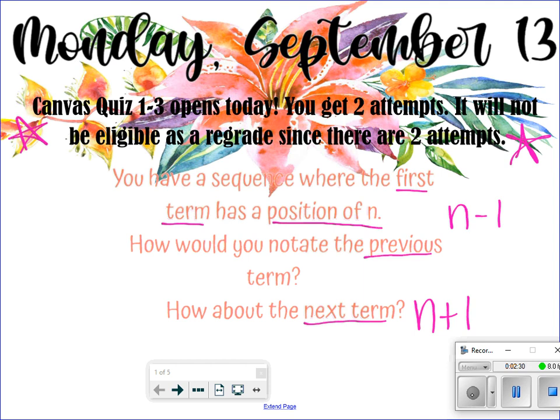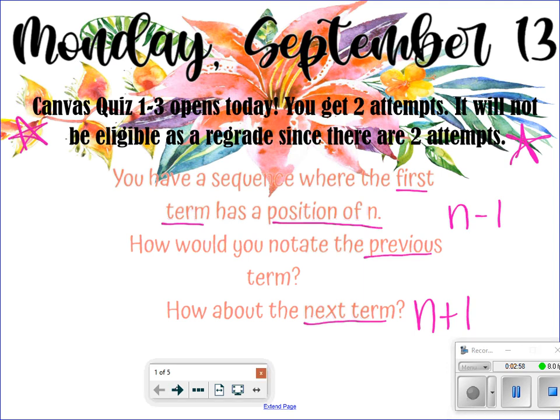We're going to go through something called the recursive and explicit rules today. They're different ways to write a sequence. Recursive is one way, explicit is the other, and there are different notations for each. It's still those sequences we were talking about on Friday, where it's adding something to move through the sequence, or subtracting, which is adding a negative.